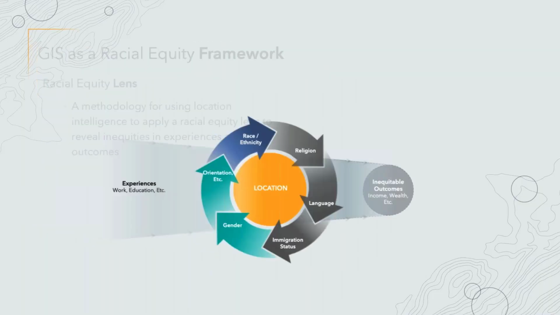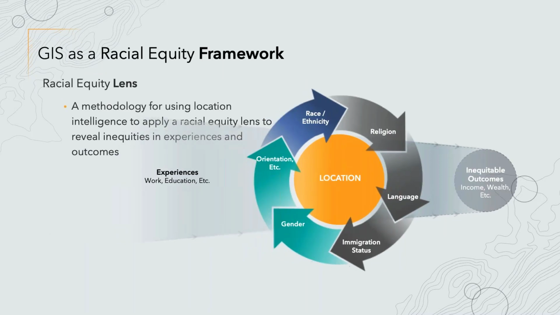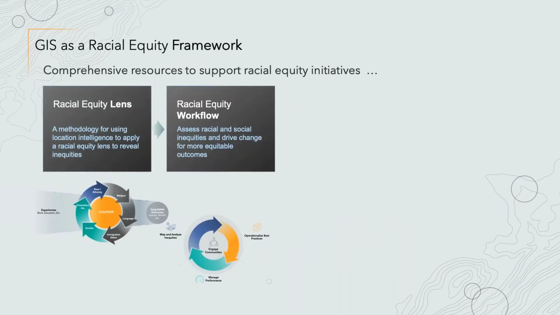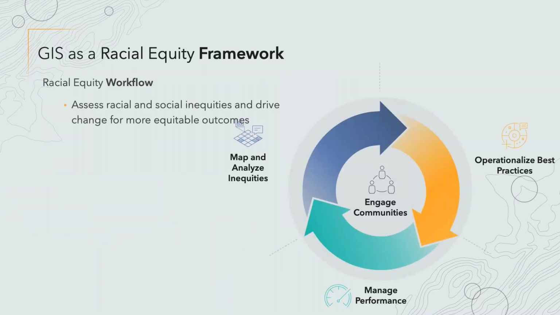As we all know, race and place matters. And as I said before, Esri provides data, tools, and guidance to help you apply a racial equity lens to the community conditions and outcomes experienced in your jurisdictions. You can also integrate GIS with best practice workflows for advancing racial equity and social justice. The racial equity workflow is a critical aspect of applying GIS as a framework for racial equity.